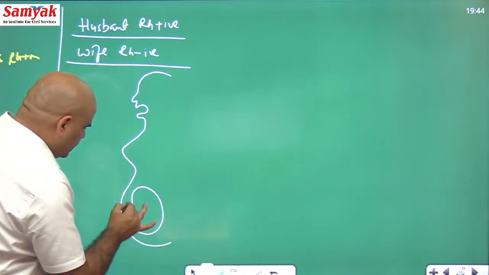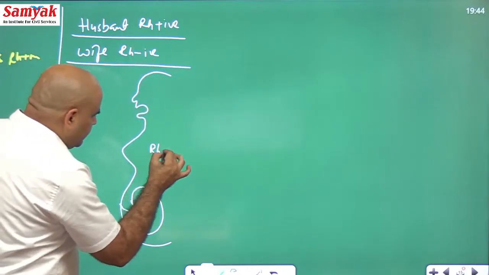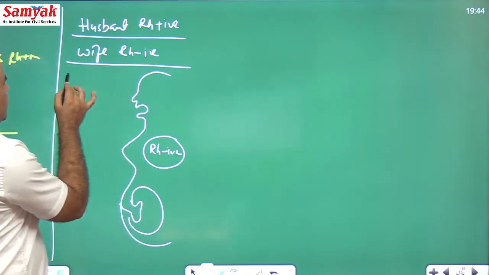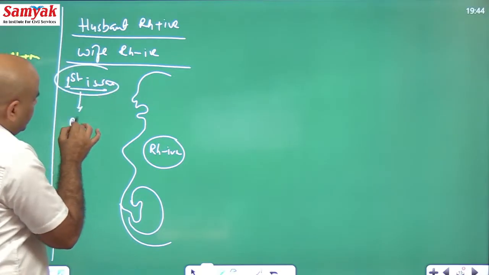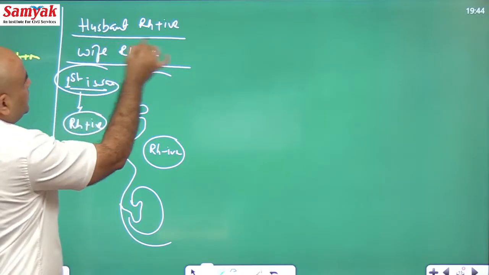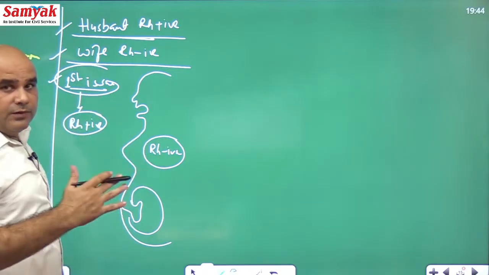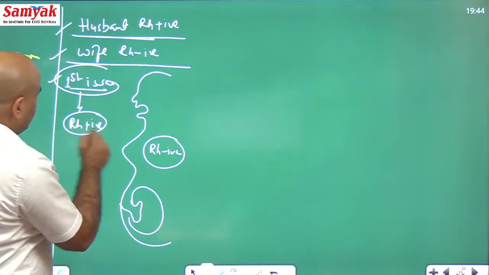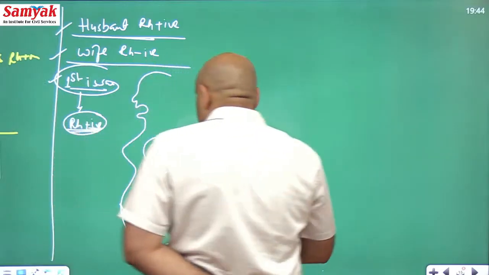This is the first pregnancy, and because one of them is RH positive and the blood of the lady is RH negative, we are assuming that during the first issue, the blood group of the baby is RH positive. There are three conditions. First, the husband should be positive, the wife should be RH negative, and the first baby in the womb of the lady should be RH positive.